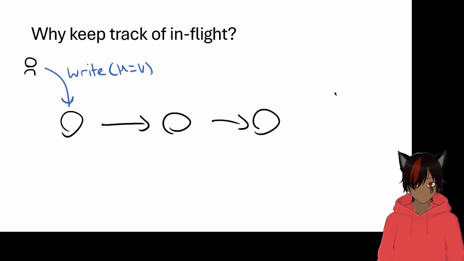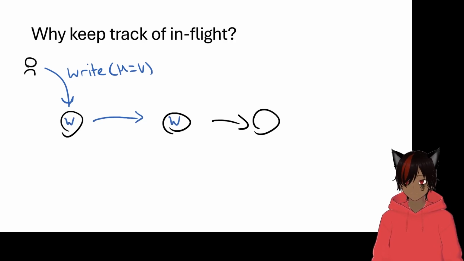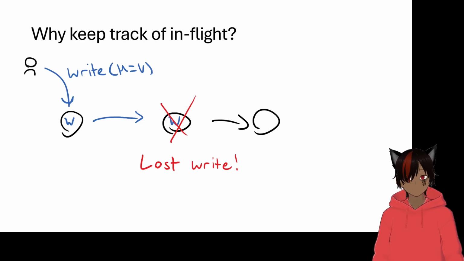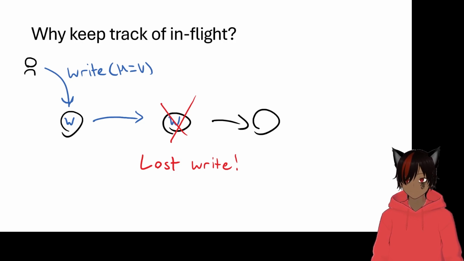So the client wants to do a write. It reaches the head, which sends it over to the next node. Right before that node is able to send it off to the tail node, unfortunately it dies, and this write is not fully finished. Let's imagine a failure recovery mode where we don't have in-flight sets, or sort of in-flight tracking.